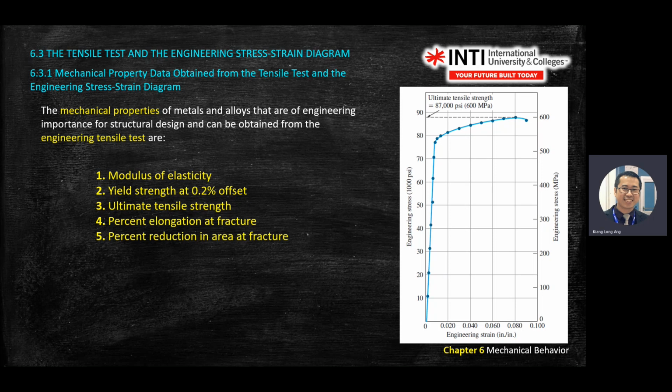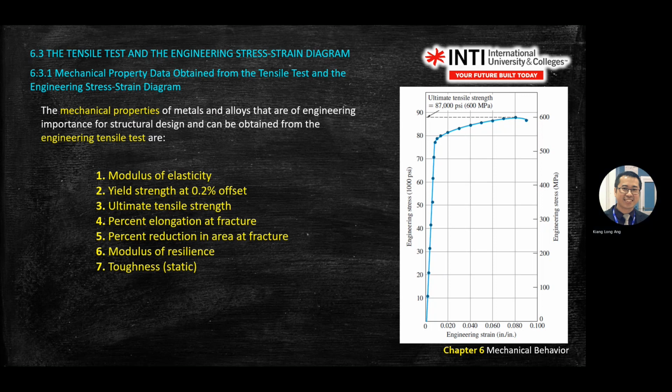So you take the fracture sample, you measure the diameter, compared to the original one. Modulus of resistance, this one I will explain later. Toughness, we will also touch on this one later. So far, what is important is modulus of elasticity, and how you do offset to find the yield strength.